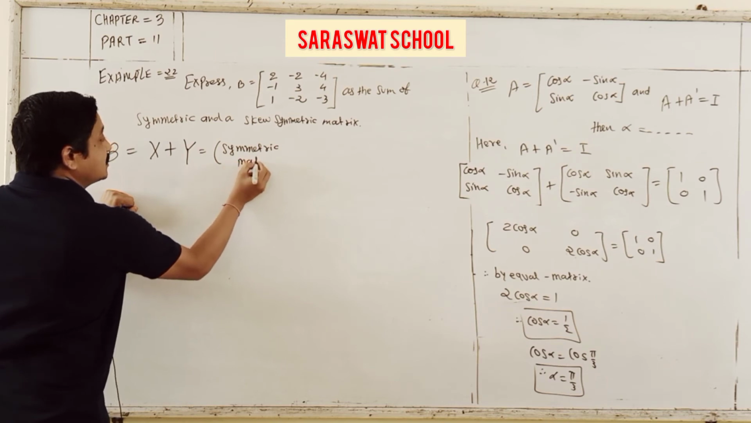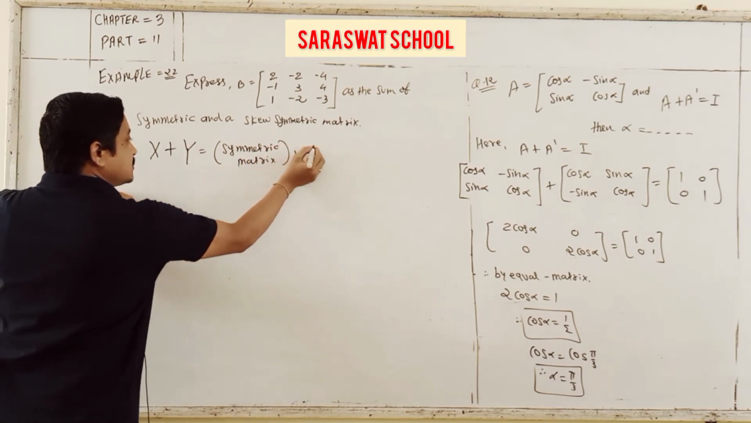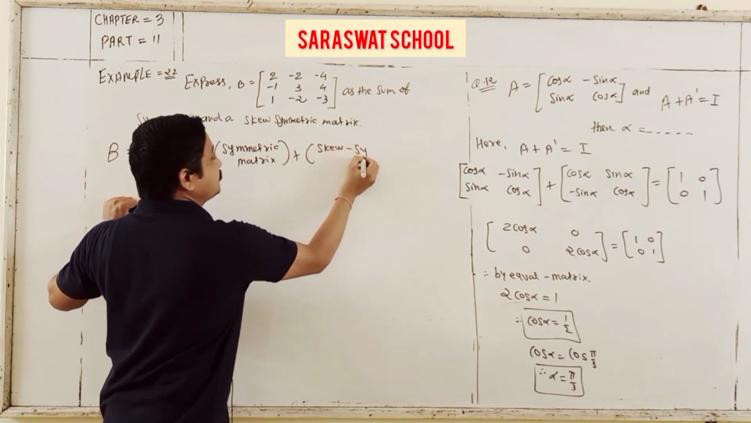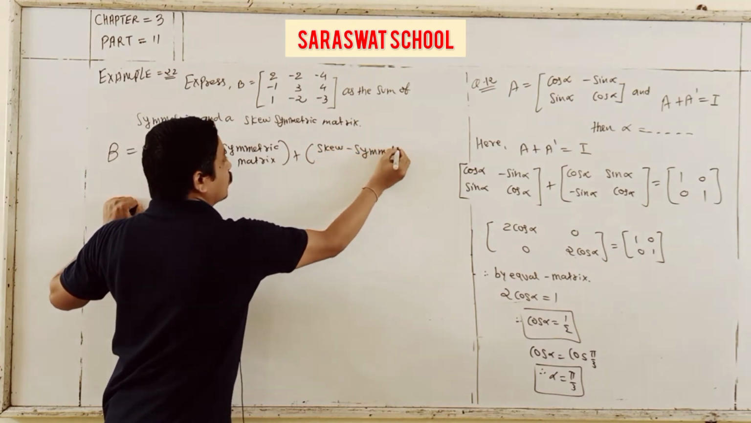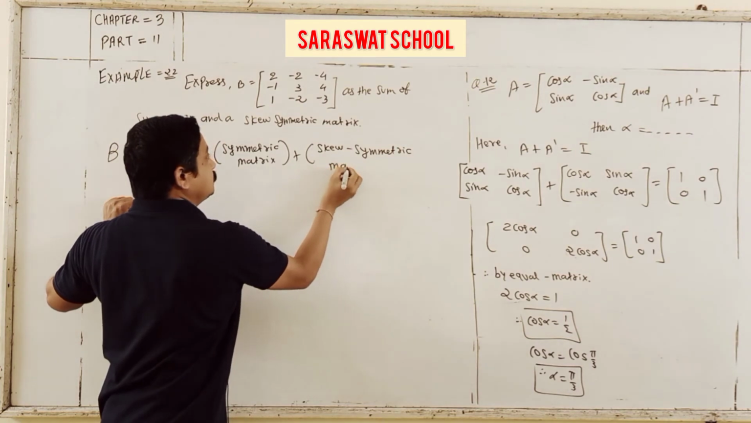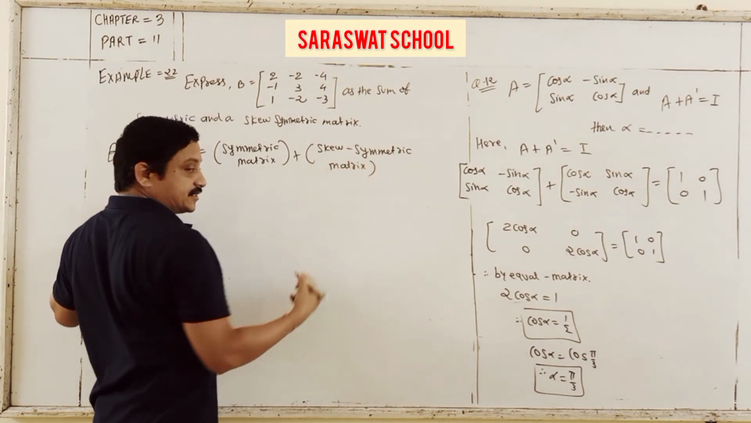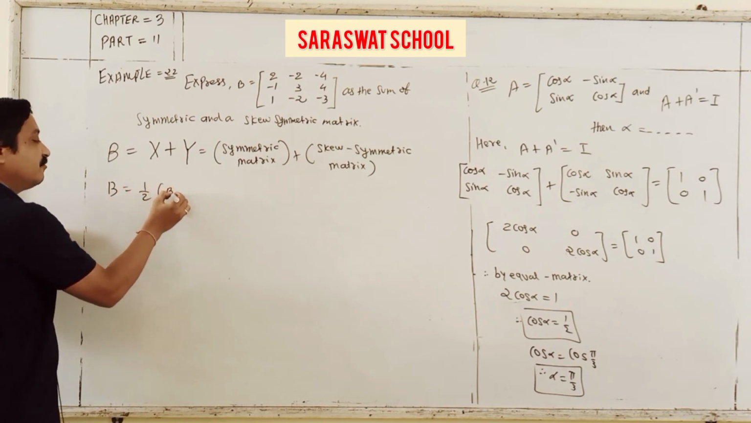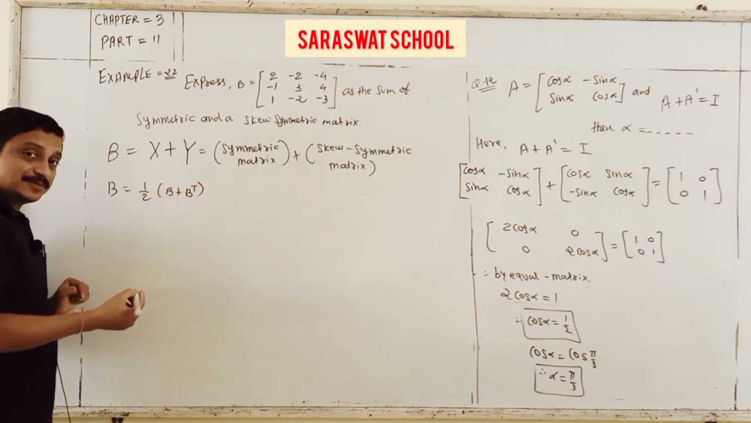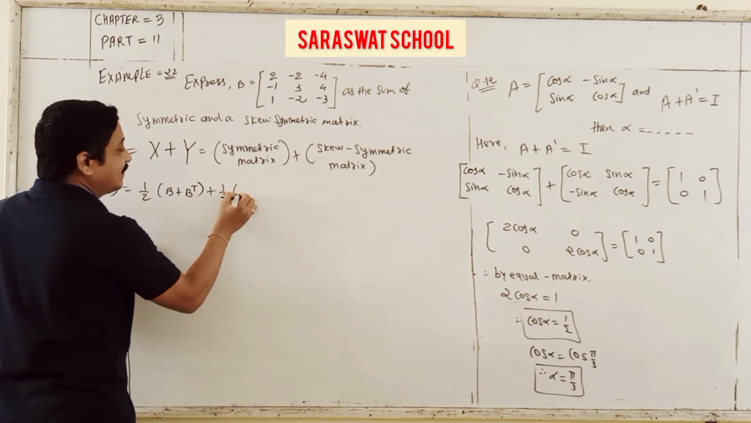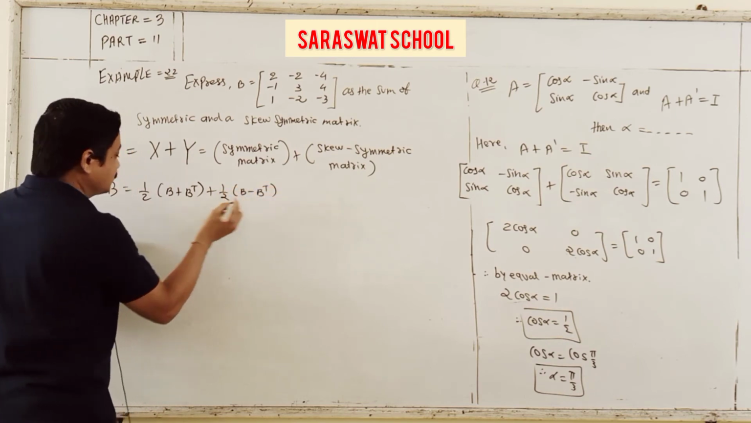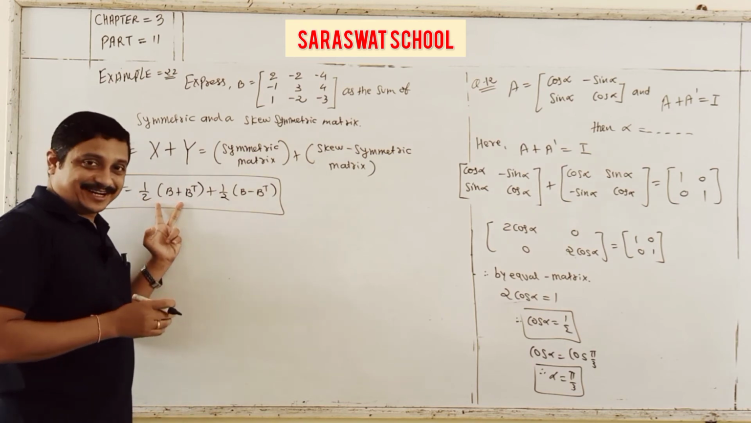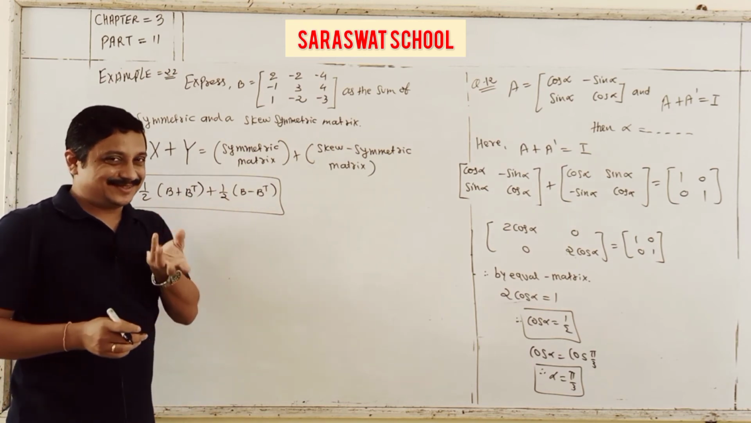Very easy, students. And plus second is a skew symmetric matrix. And this part I know that it is one of the half B plus B transpose, again half B minus B transpose, and these two are your parts: the first symmetric, the second skew symmetric.